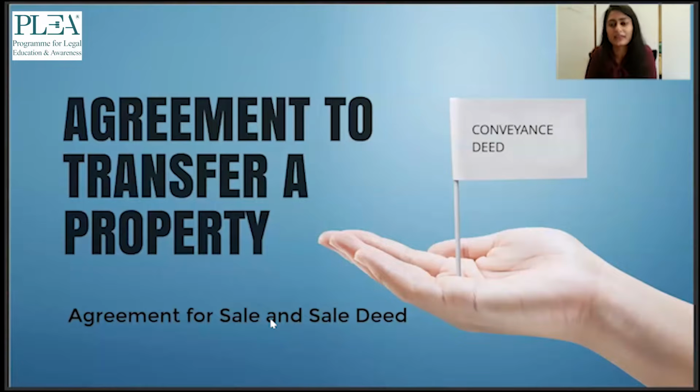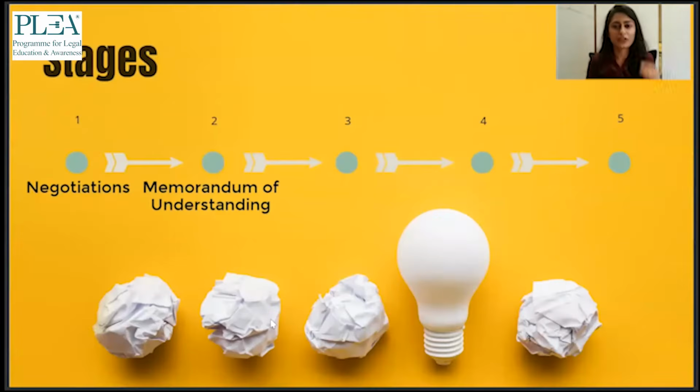As I said, the agreement to transfer any property will always form part of conveyance deeds: agreement for sale, sales deed, gift deed, leave and license agreement, or any lease deed, or a relinquishment deed, release deed. These are all documents which form a part of conveyance deed. We'll start with the stages first. There are many stages; we have just shortened it to 5 stages.